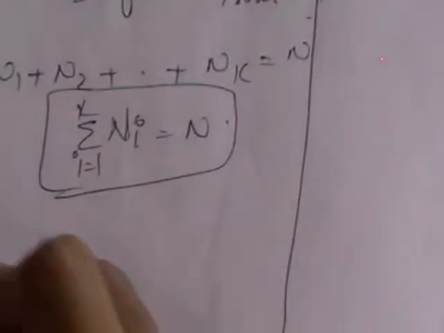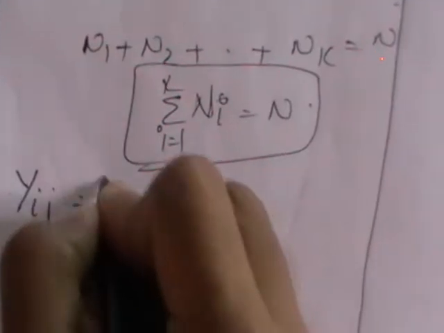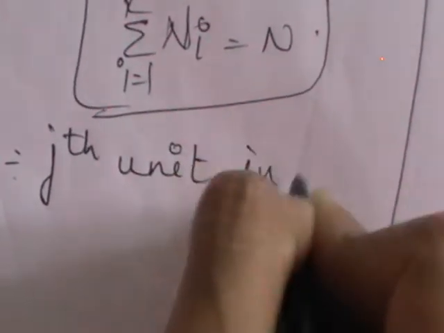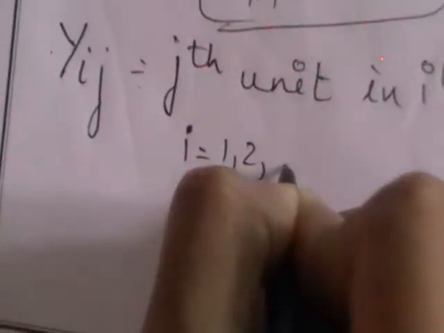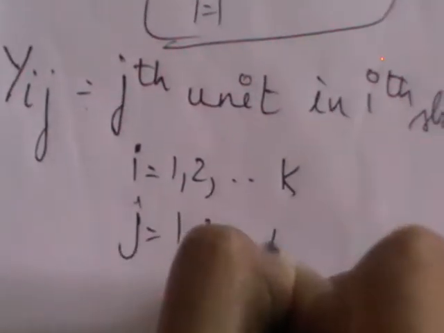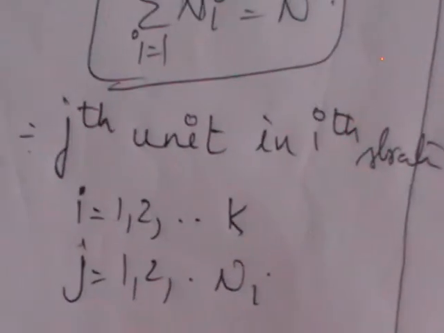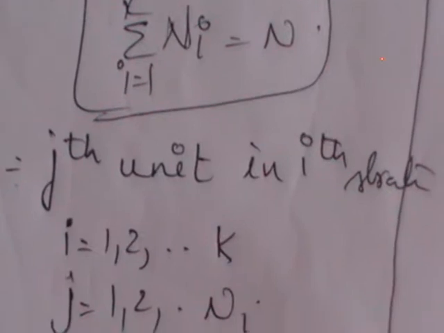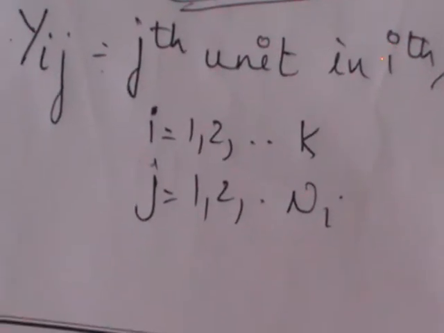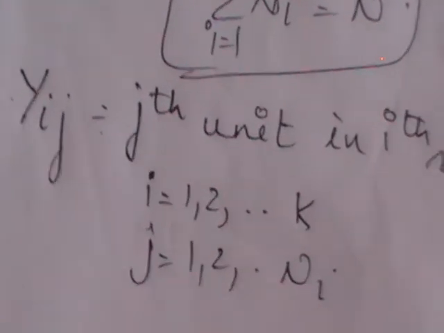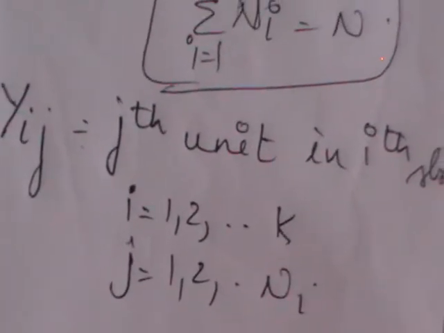So what does Yij stand for? Yij stands for the jth unit in the ith stratum. Here i is equal to 1 to k and j is equal to 1 to Ni. i stands for stratum, j stands for individual unit. So Yij stands for the jth unit in the ith stratum, where i is equal to 1 to k, j is equal to 1 to Ni.